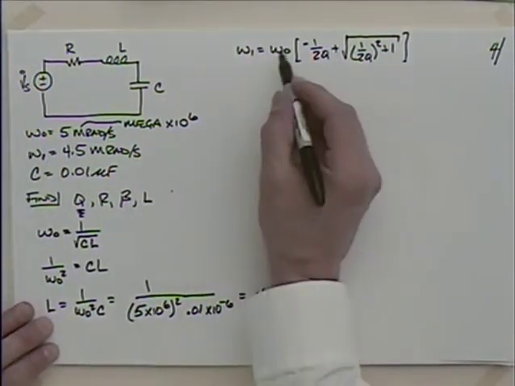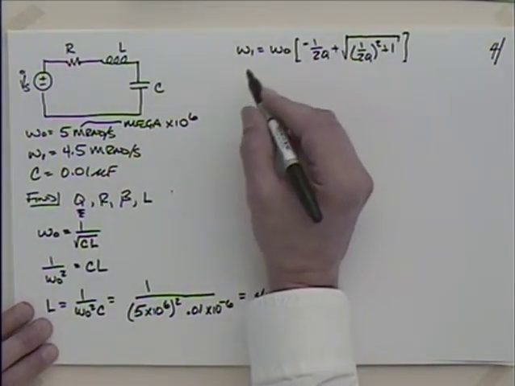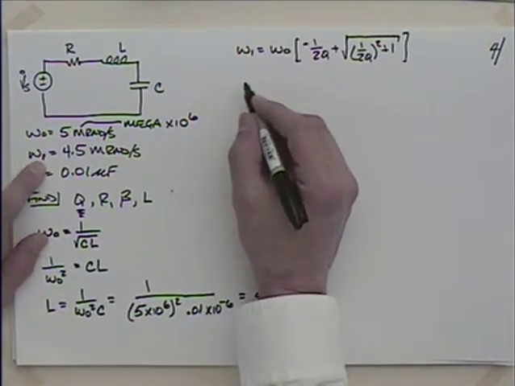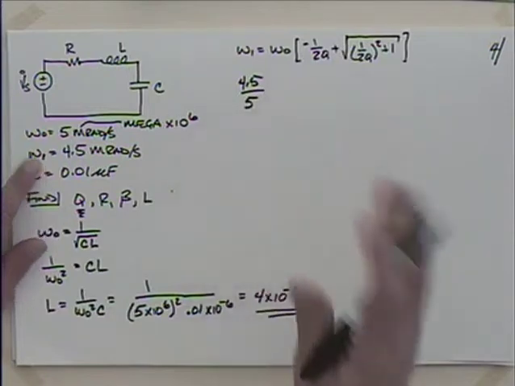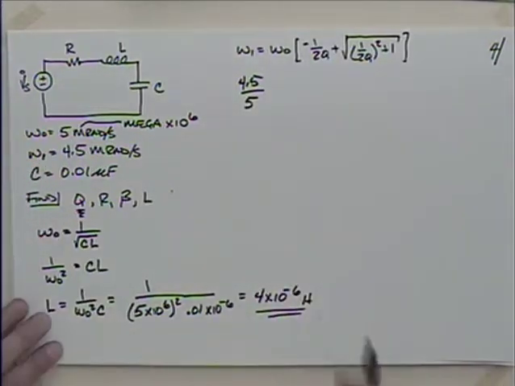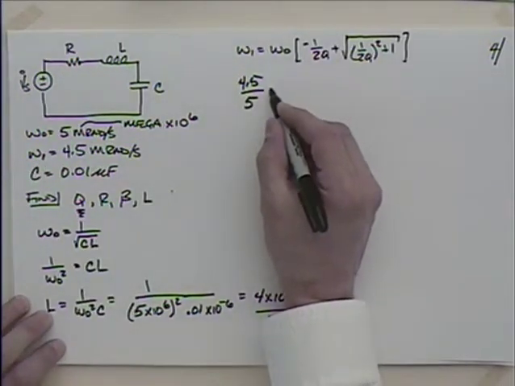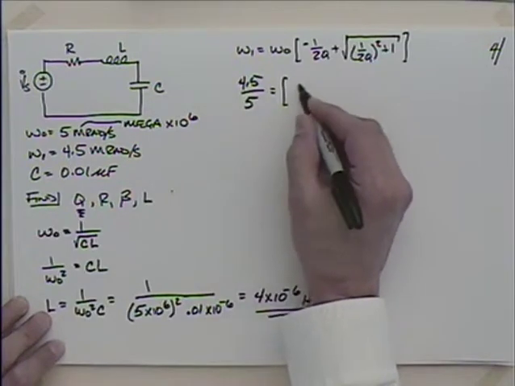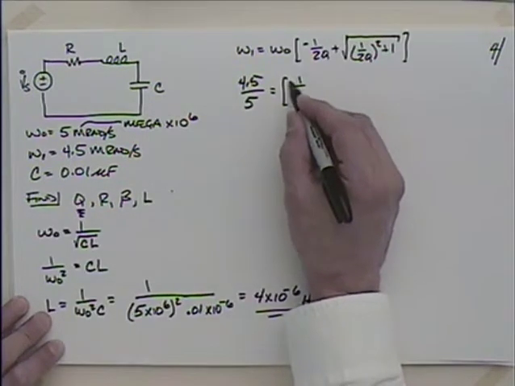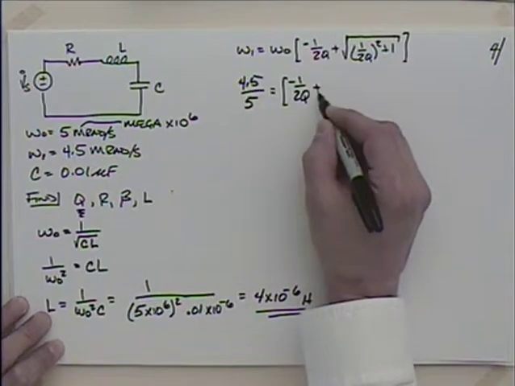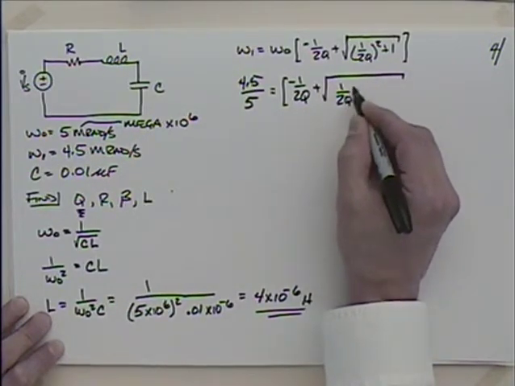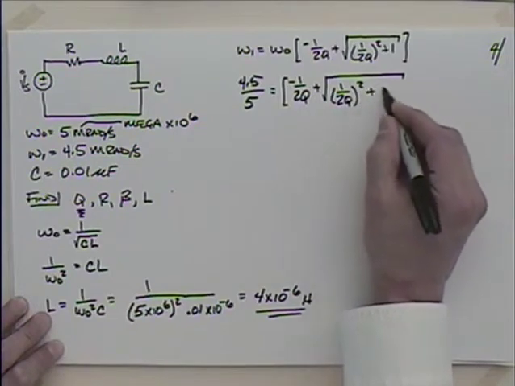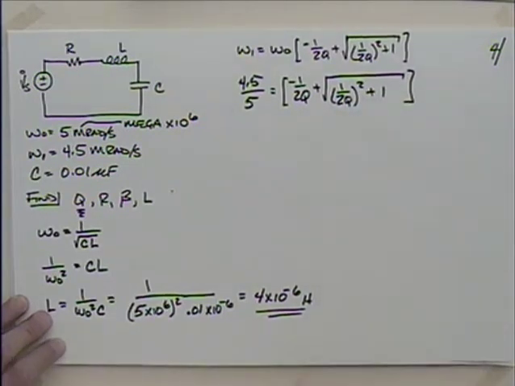So I could say then, if I were to divide both sides by omega naught, omega 1 would be 4.5, omega naught would be 5, and you might say, well, that's 10 to the minus 6. Well, it's 1 over the other, so it cancels out, right? That would then be equal to minus 1 over 2Q plus the square root of 1 over 2Q squared plus 1. Okay. So we could get Q from that, right?